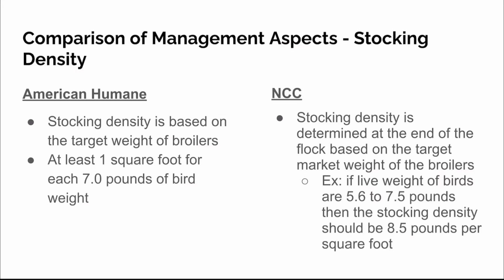Comparing it, for the National Chicken Council, stocking density is determined at the end of the flock based on the target market weight of the broilers. They actually provided an example of what it might look like. If live weight of birds is 5.6 to 7.5 pounds, then the stocking density should be 8.5 pounds per square foot.